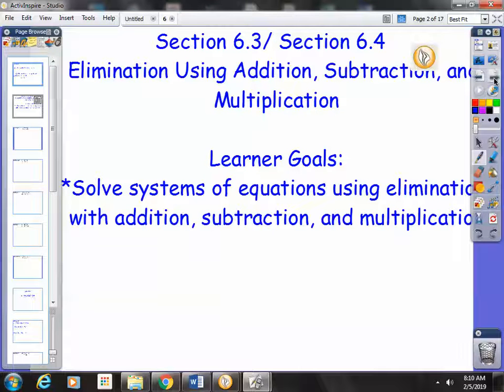Okay, this is section 6.3 and 6.4. We're going to combine these two sections into one. This section is on a process called elimination. Would you please title your notes, Elimination.